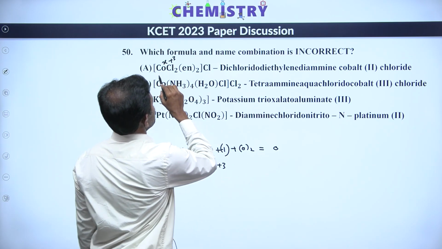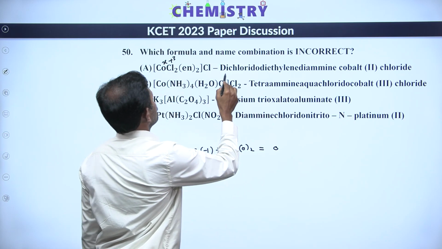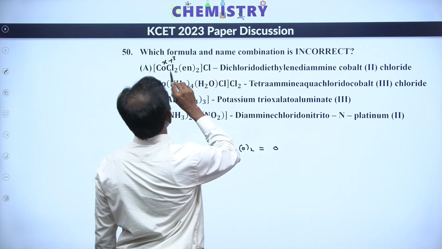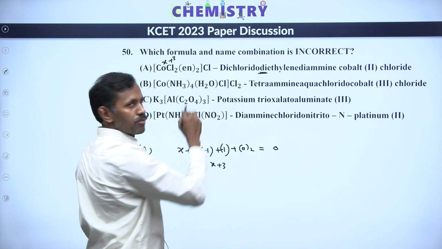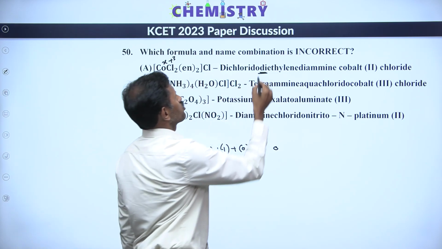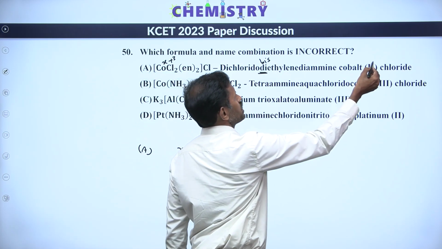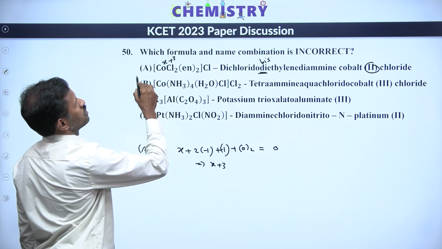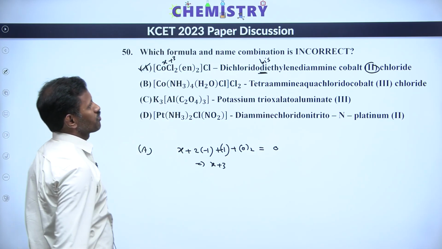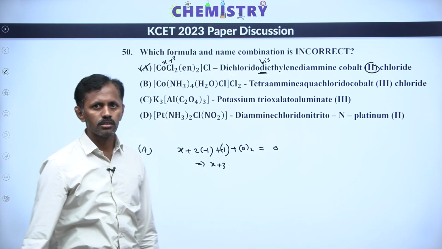Here the oxidation number of cobalt is plus 3, but as per the given name in this question, dichlorido, here di is there, but ethane 1,2-diamine is a bidentate ligand, so it should be bis here. The oxidation number of cobalt will be plus 3, but here plus 2 is given. So, that is why the name of this formula will be incorrect. So, for the given question 50, the answer will be A.